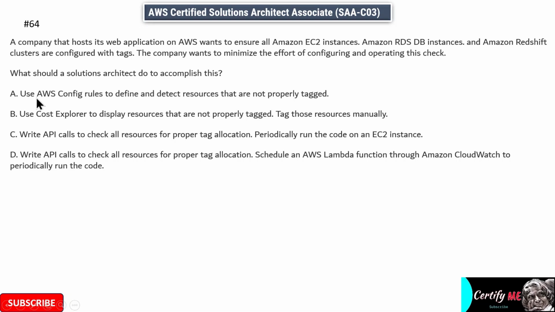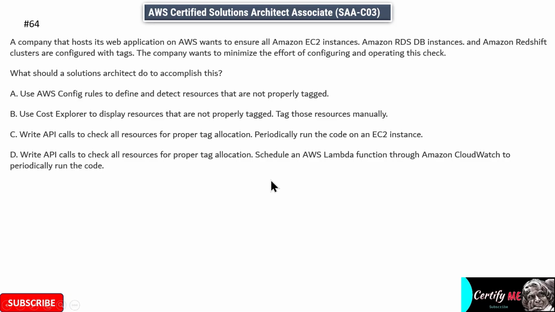Option A. Use AWS Config rules to define and detect resources that are not properly tagged. Option B. Use Cost Explorer to display resources that are not properly tagged. Tag those resources manually. Option C. Write API calls to check all resources for proper tag allocation. Periodically run the code on an EC2 instance. Option D. Write API calls to check all resources for proper tag allocation. Schedule an AWS Lambda function through Amazon CloudWatch to periodically run the code.